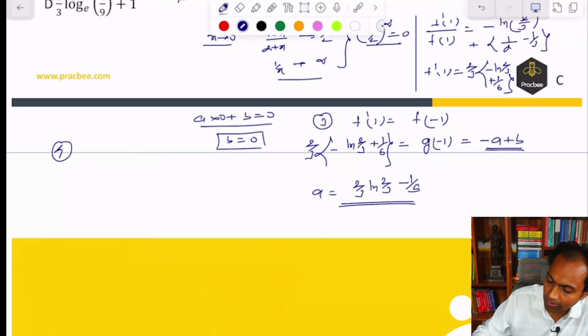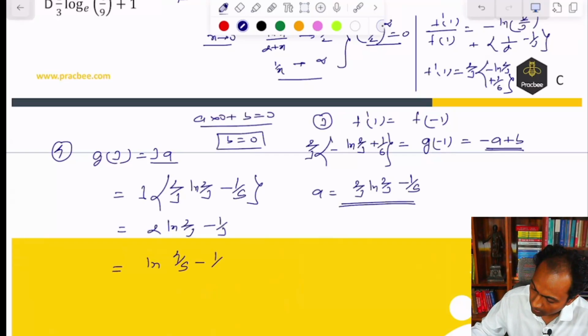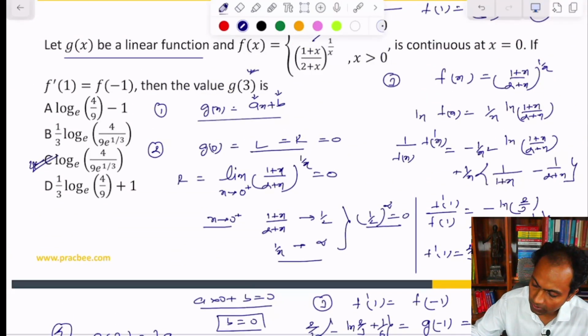Now in the fourth part, what they are asking is the value of g of 3, that would be equal to 3 times a. A we have already figured out. So this becomes 3 times (2 by 3 ln of 2 by 3 minus 1 by 9). This becomes 2 ln of 2 by 3 minus 1 by 3. This can be further written as ln of 4 by 9. We can write 1 here as ln of e. So ln of 4 by 9 minus ln of e raised to the power 1 by 3. So if I write it down, this becomes ln of 4 by 9 e raised to the power 1 by 3. If you look into the options, you can see that option C matches.